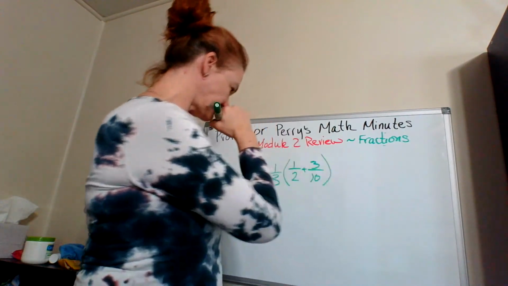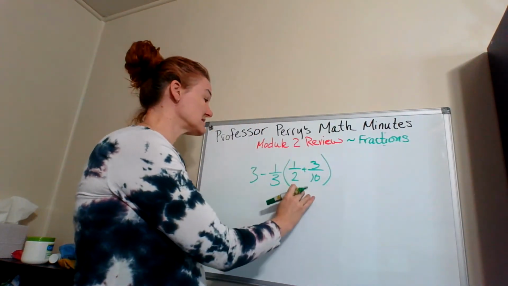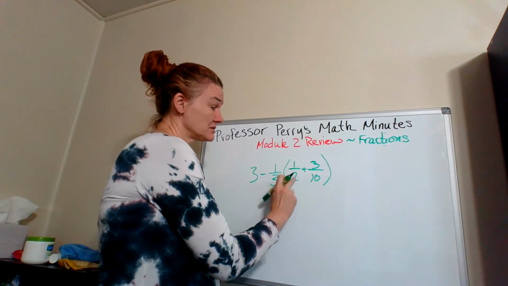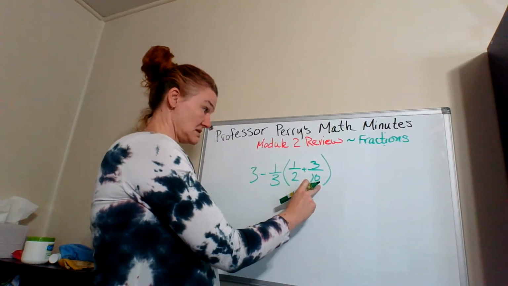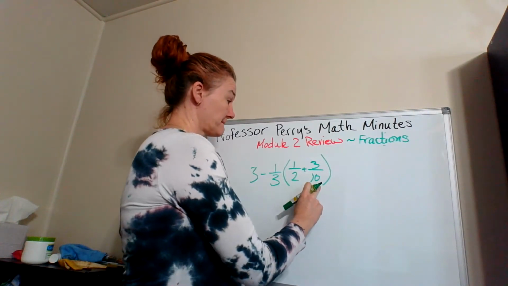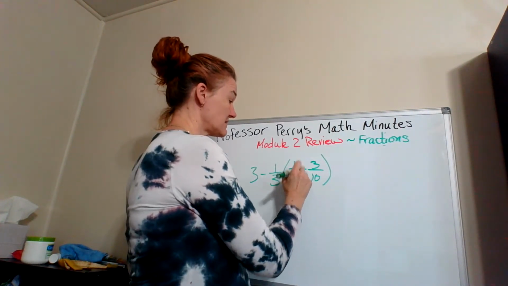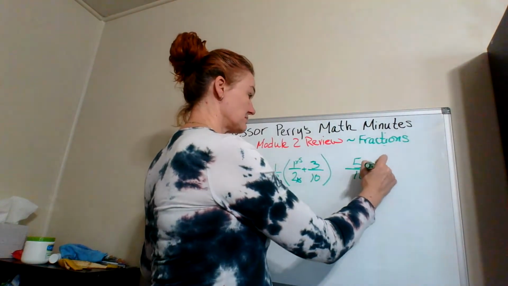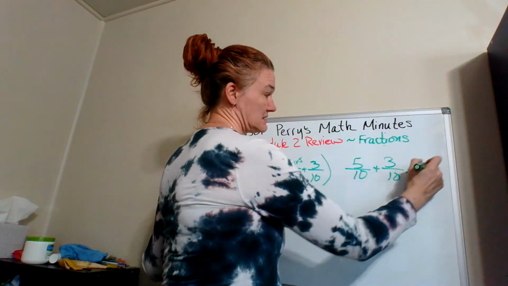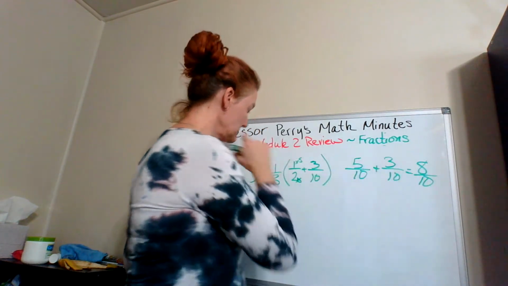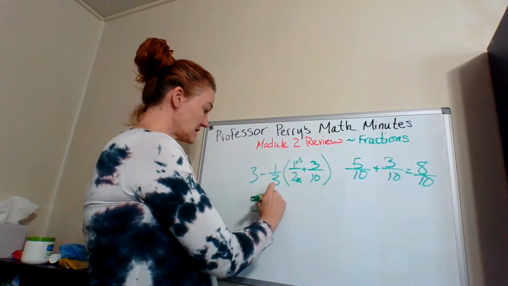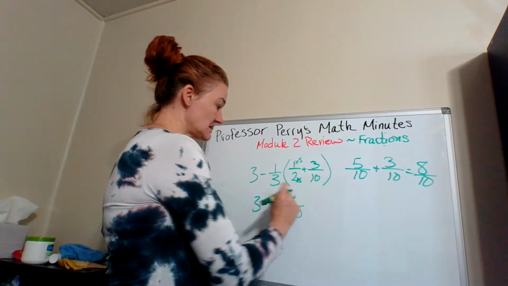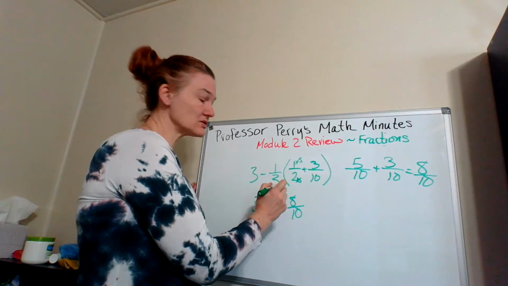3/10. Okay. Order of operations, parentheses. Okay, I need the least common denominator. 2 goes into 10, so I'm going to use 10. So this times 5, this times 5, so I have 5/10 plus 3/10 is 8/10. Okay? So now I have 3 minus 1/3 times 8/10. Anytime you have a number up next to a parenthesis, you're going to multiply.